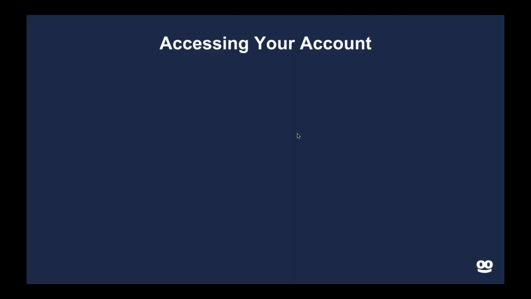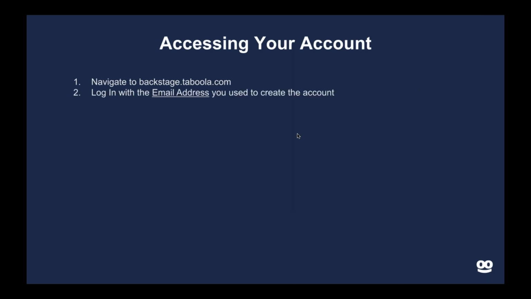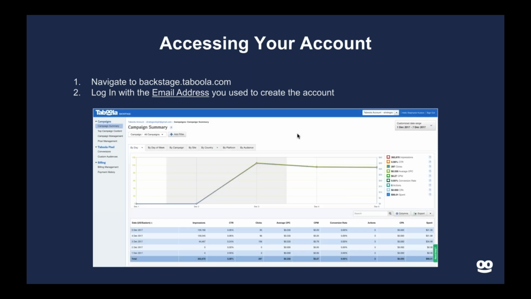So let's get started. First, to access your account, navigate to backstage.taboola.com. You will log in with the email address that you used to create the account, and once you log in, you'll see this page. Now, don't be alarmed if you don't see the graph that is referenced here. If you have not yet run a campaign, there's no data to display just yet, but rest assured this material will show within a few hours of your campaign start to run.